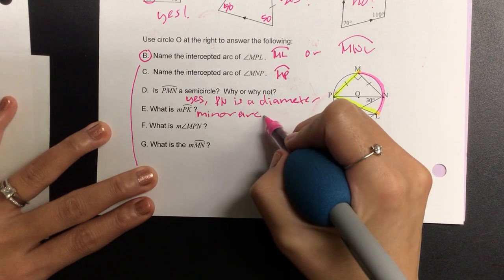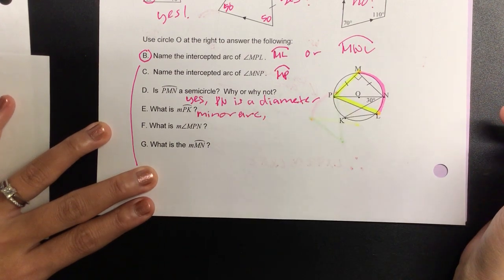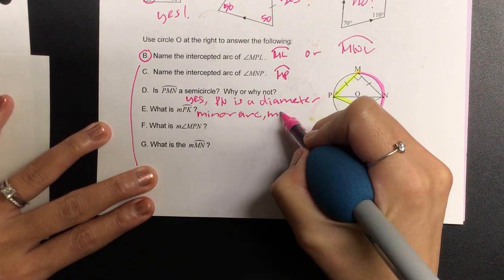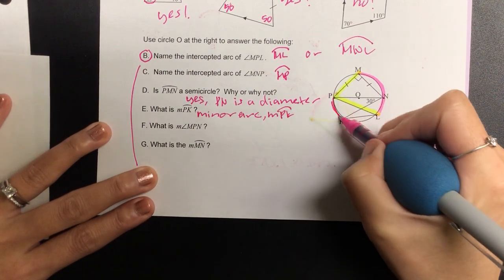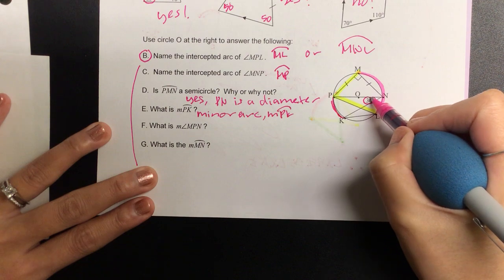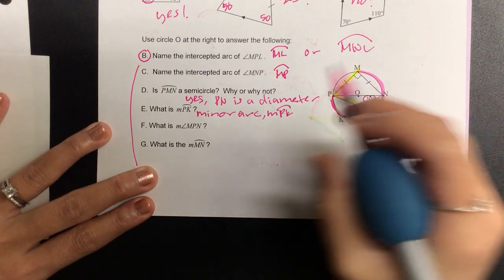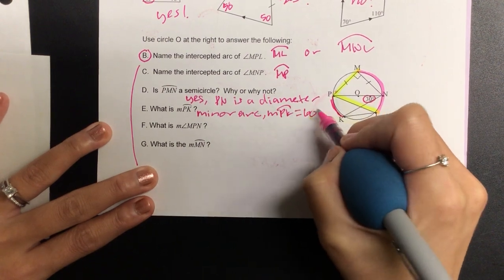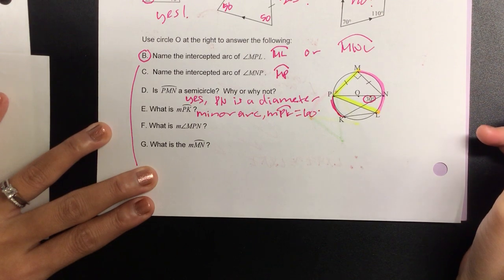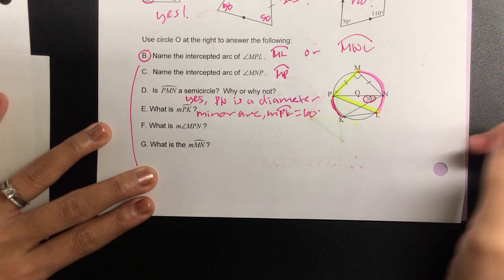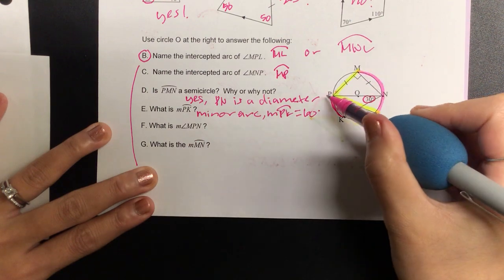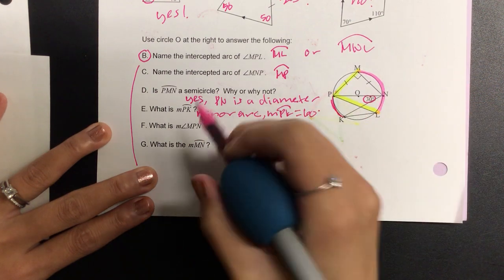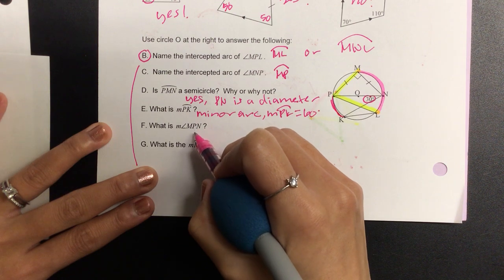Now, it's saying what is. So my assumption is it's probably asking for the measurement, right? So if I want the measure of PK. PK is right here. And we have the intercepted arc of 30. Do I double or half it? Double, which is 60. Very good. What is the name of the angle MPN? We have MPN, semicircle. What is the name of it? What kind of angle? Acute?